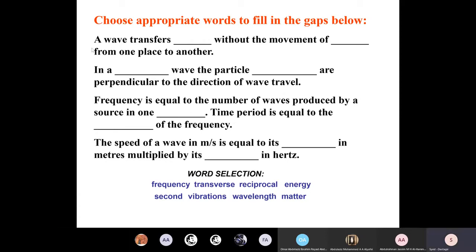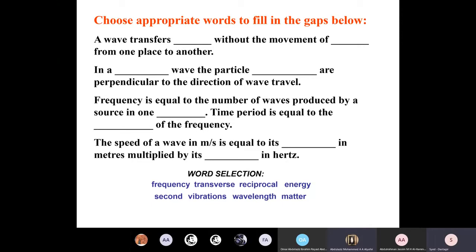Can somebody explain what diffraction is to me? Yes, I can. Who's that? Abdul Rahman? Diffraction is when waves spread out after passing through a gap. Yeah. Anything else?